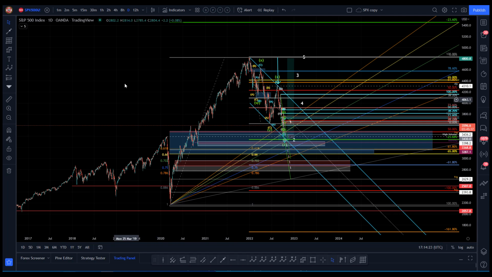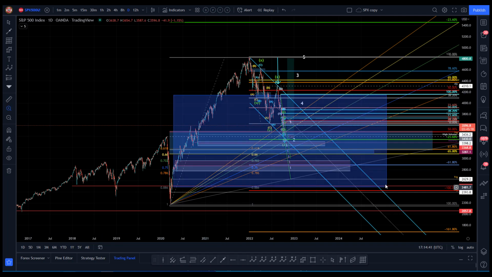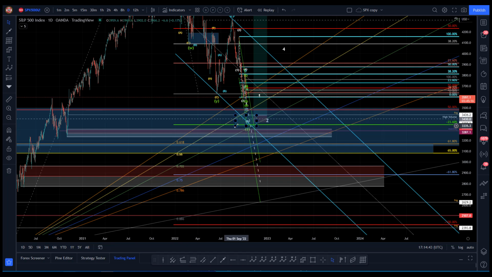Okay, so that I think gives us at least some reasonable targets. So you've got some structural targets. You've got some fib algo targets. We've got Elliott count targets. We've got the current swing structure targets. All of that pointing lower to this. Pick your target. It could be the algo target here, 33.40.